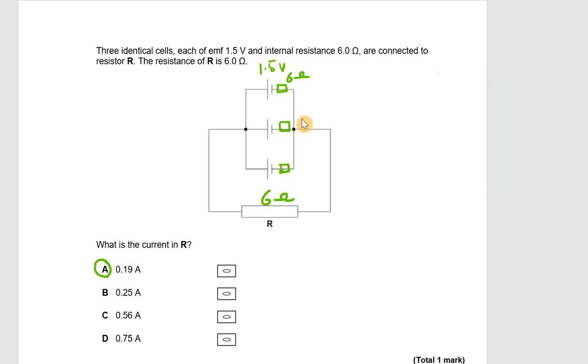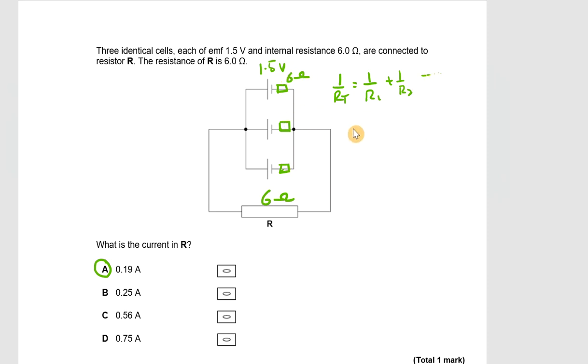So we can see this section here is like a parallel section, isn't it? So the first thing we ought to do is try and find the total resistance of those 3 internal resistances when they're in parallel. And we know that 1 over the total resistance is equal to 1 over resistance 1 plus 1 over resistance 2, etc.